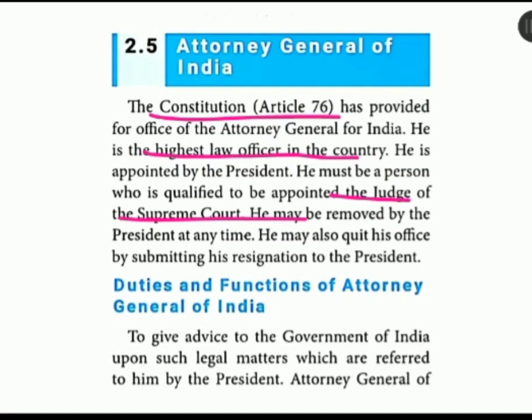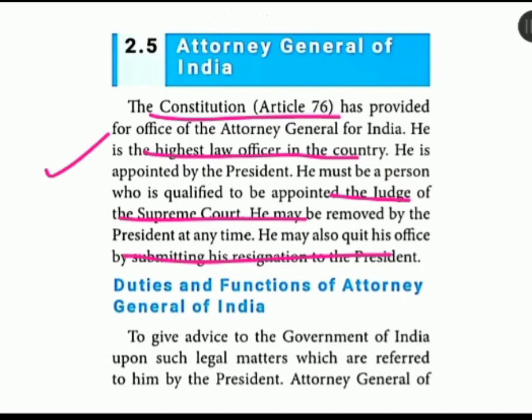Then he may also quit his office by submitting his resignation. If he needs to resign from the post, he has to give the resignation letter to the President, like that they are telling. That is the first para.